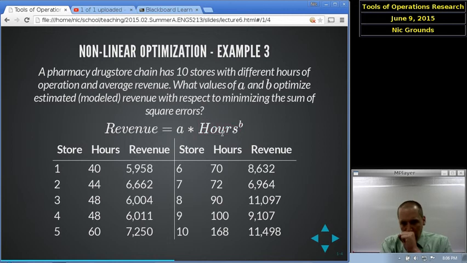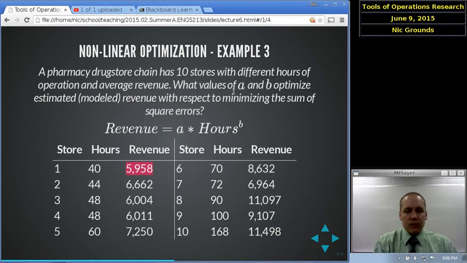Okay, so we're going to start with these 10 sets of data. What we're going to do is compute an estimated revenue using a function like this, and we're going to compare that estimated revenue with the real revenue, what we actually have recorded. And what we want to do is pick A and B values, so those are our decision variables. We're going to pick an A and a B value to minimize our error. That is, how off of a prediction we make of the revenue from the real thing.